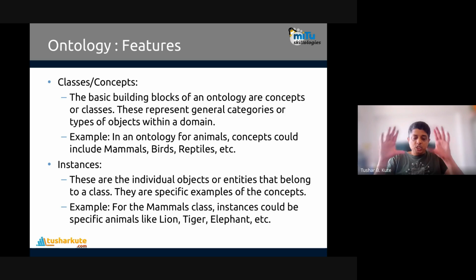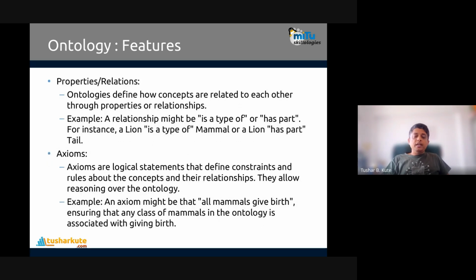So class is the top-level term. Below it, we have different instances. Instances are the individual objects or entities that belong to a class, as mentioned here. Mammal class instances could be animals like lion, tiger, elephant, and so on. And for them, we have properties or relations, just like object-oriented programming contains.